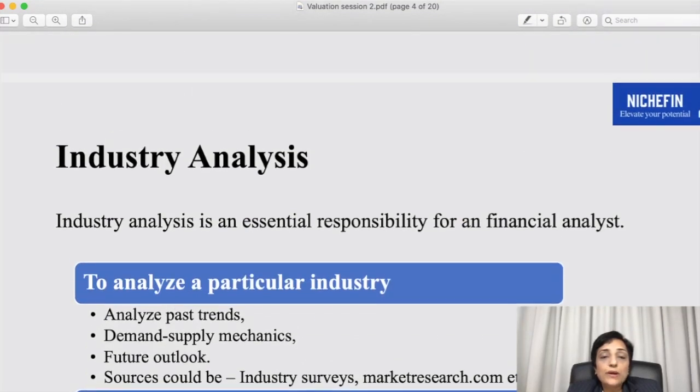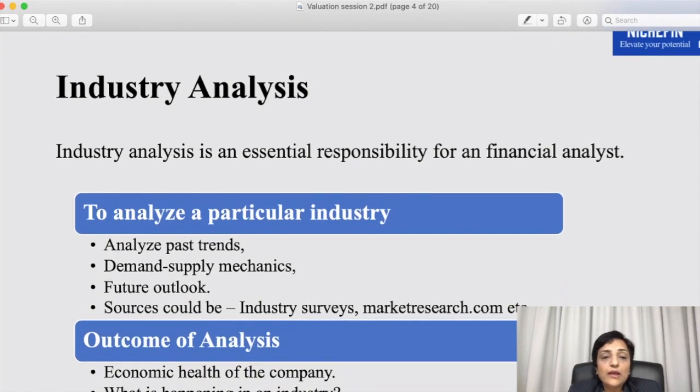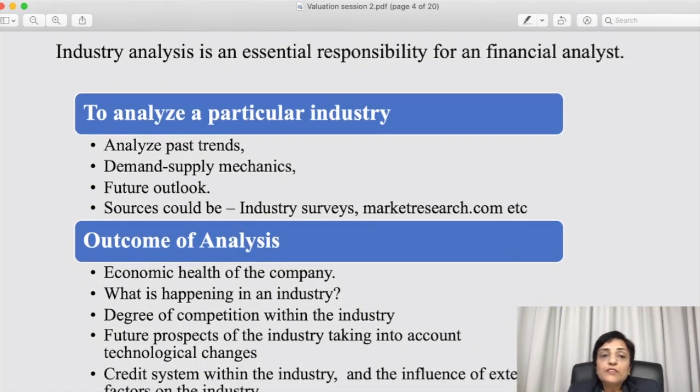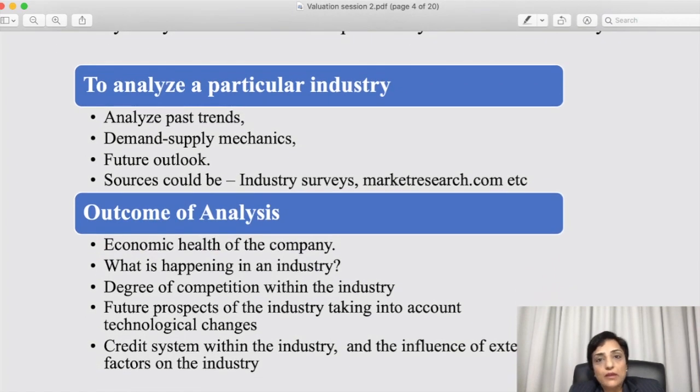Okay, so once we get the data, we can start analyzing the industry. We can analyze the industry's past trends, the demand and supply mechanics, the economic forecast, and the future outlook. For that purpose, we can also use industry surveys in addition to the methods and sources that we discussed above.